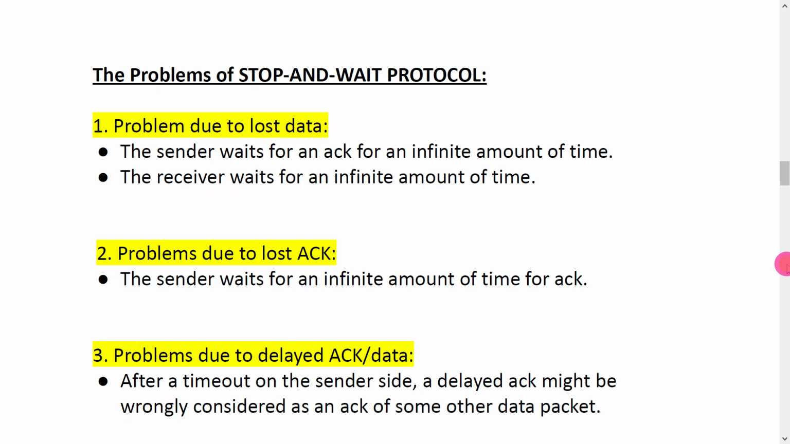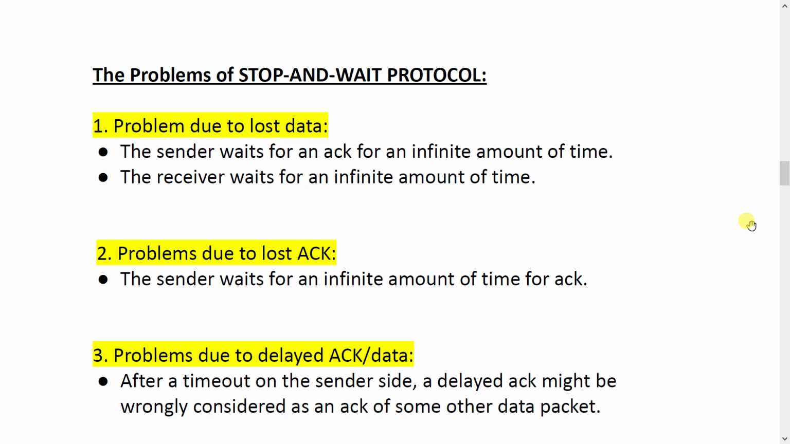What are the problems with this protocol? The problems associated with the stop and wait protocol. Problem number one happens due to lost data, and it is caused by two reasons. One, the sender waits for an ACK for an infinite amount of time. Two, the receiver waits for an infinite amount of time. So these are the two reasons for the lost data. The second problem is due to a lost ACK. The sender waits for an infinite amount of time for the ACK, so if the ACK is lost, the transmission is stopped.